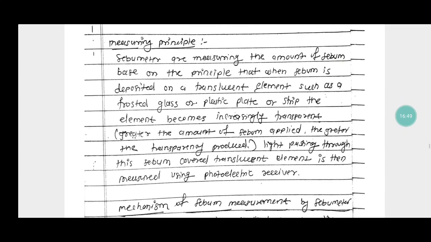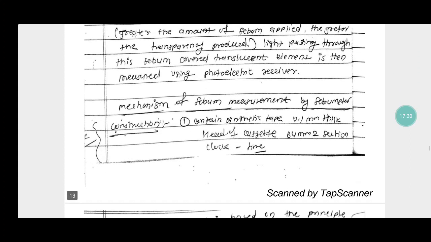And the measuring principle for the sebometer is: the amount of sebum is measured based on the principle that when sebum is deposited on a translucent element such as frosted glass or a plastic plate or strip, the element becomes increasingly transparent. The greater the amount of sebum applied, the greater the transparency produced. Light passing through this sebum covered translucent element is then measured using a photoelectric receiver.